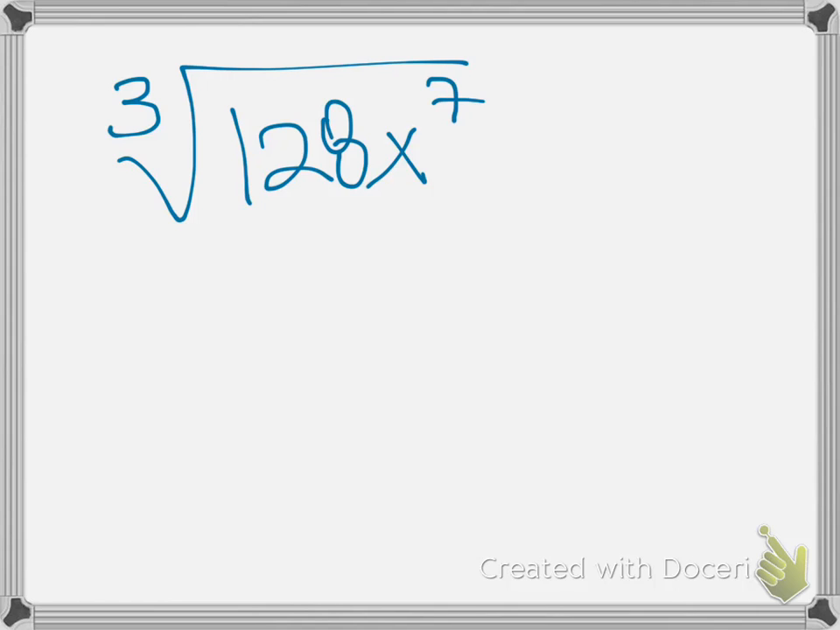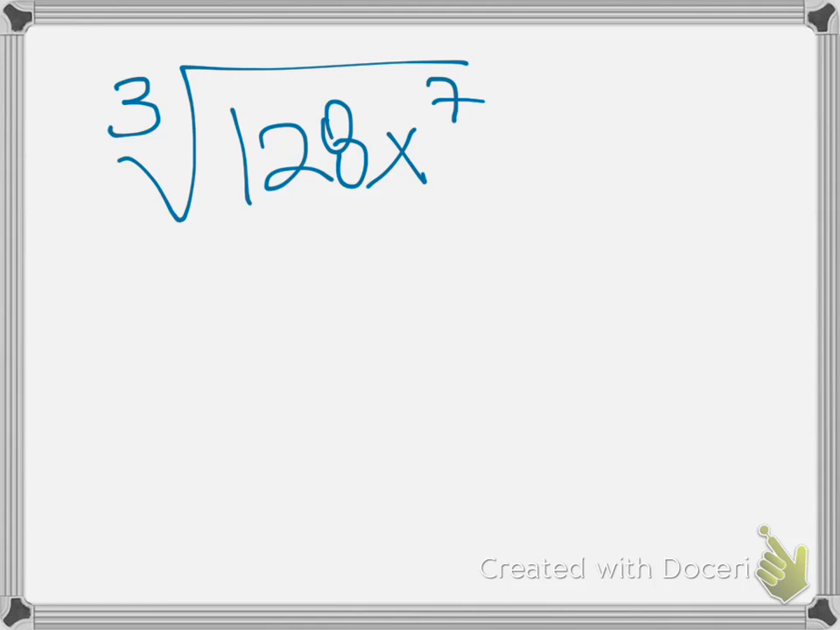When we were simplifying square roots, we were looking to see whether the constants underneath the radical sign had any perfect square factors. In this case, because we're looking at a cube root, we want to see whether 128 has any perfect cube factors. So you might want to make a list of what the perfect cubes are.